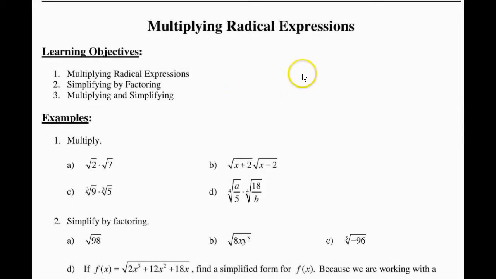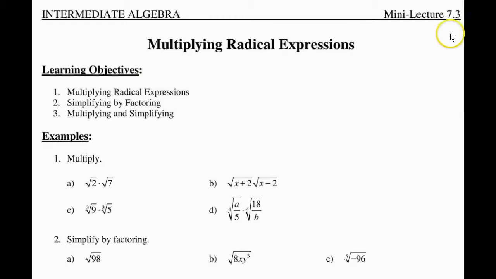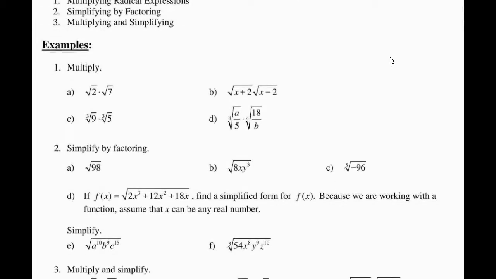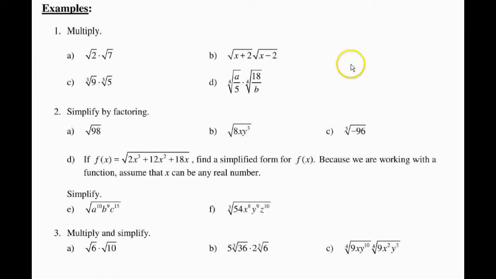In topic 3 of chapter 7, we're going to be multiplying radical expressions. So let's go over some of the basic rules. As long as the index number is the same, theoretically we can just put this under a common radical sign. So this just becomes the square root of 14.